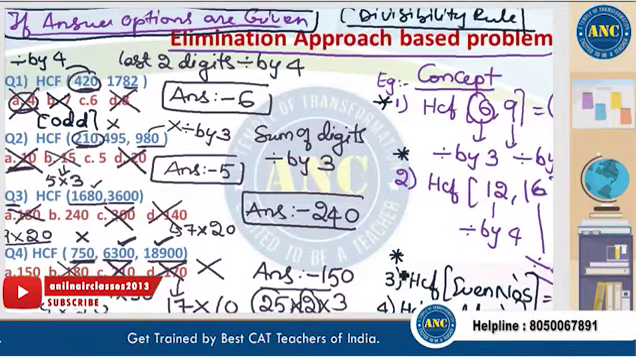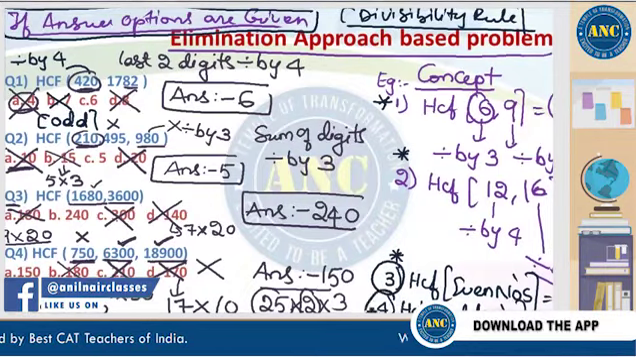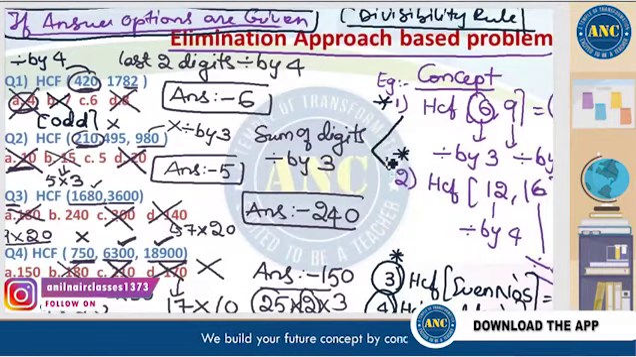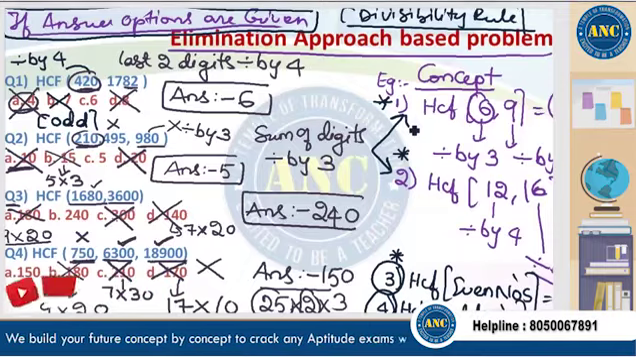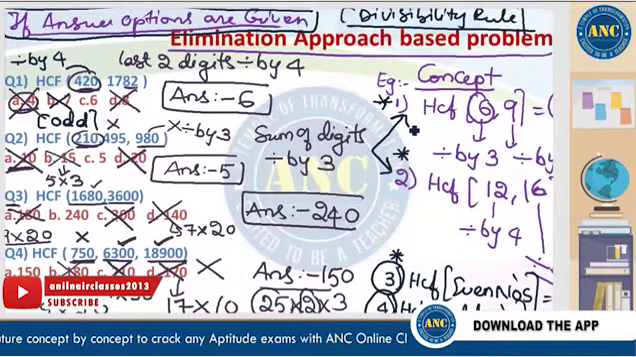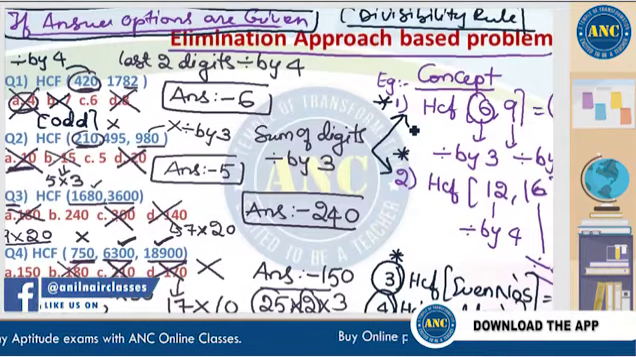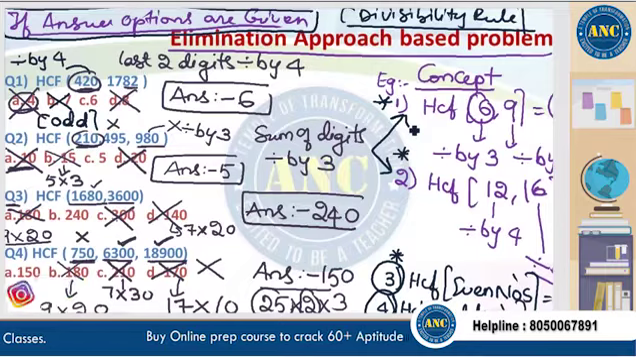These are the concepts. HCF of any two even numbers is an even number. HCF of any two odd numbers is an odd number. HCF of any two numbers which are divisible by k, answer also is divisible by k. Idea clear? Extremely important slide. First we have discussed the definition of HCF.